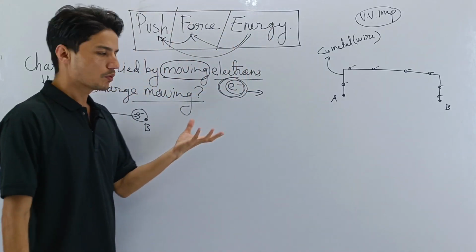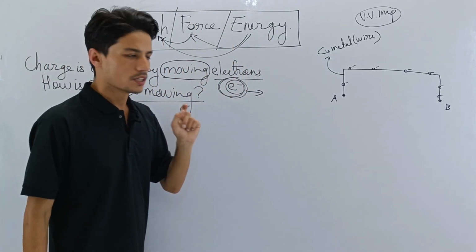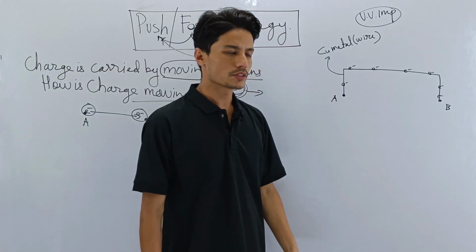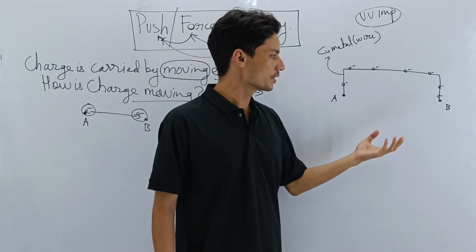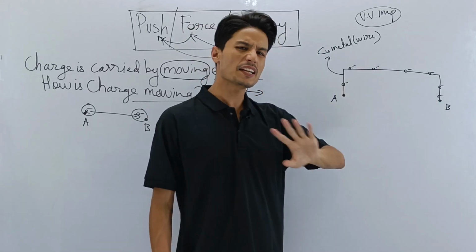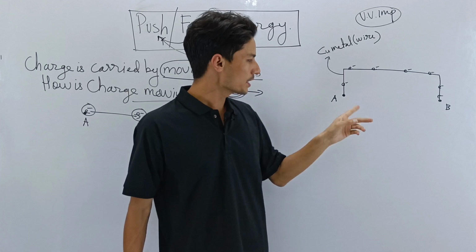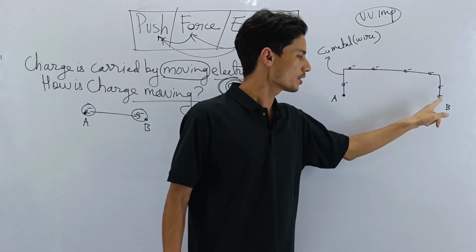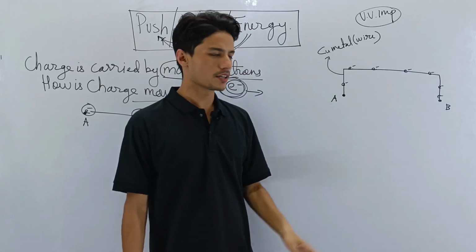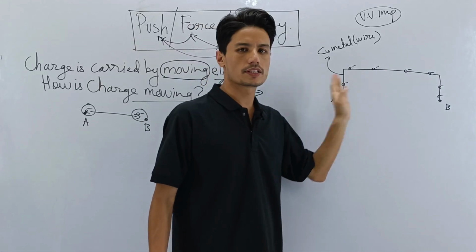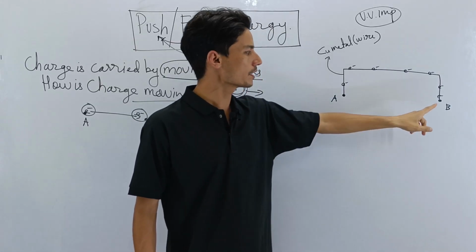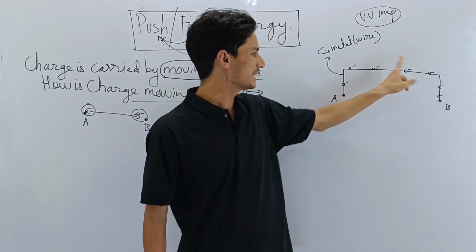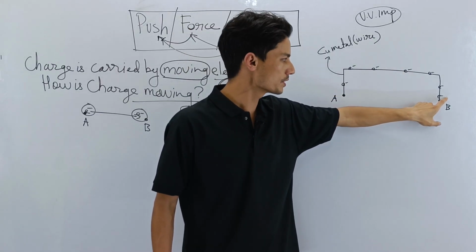Now, what do we do? We want the electrons to move. Where do you want me to move the electron? From B to A or from A to B? Anywhere. I can make it move from A to B, I can make it move from B to A. You can also do either. There is no problem about the direction. But we'll make the electrons move from this end to this end.